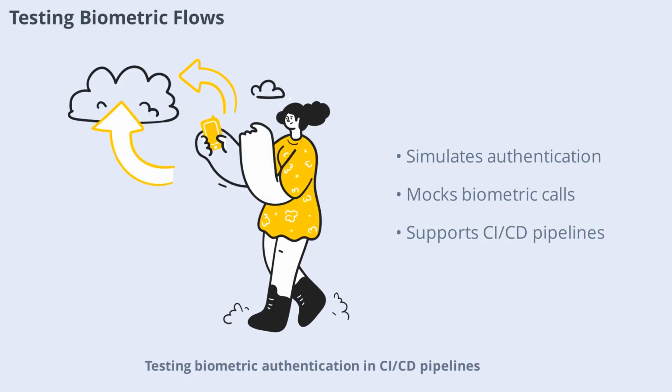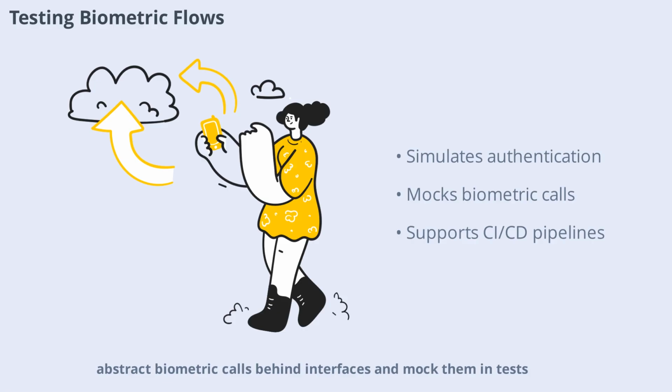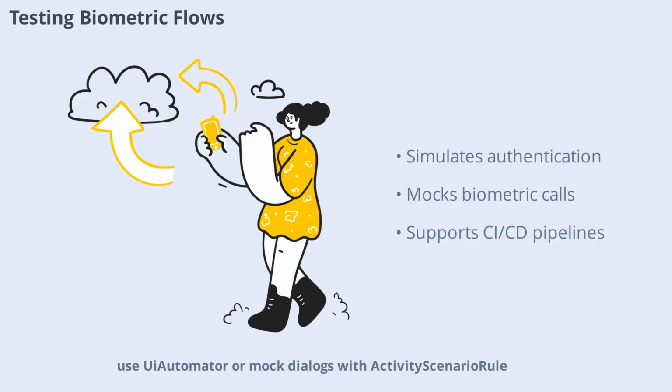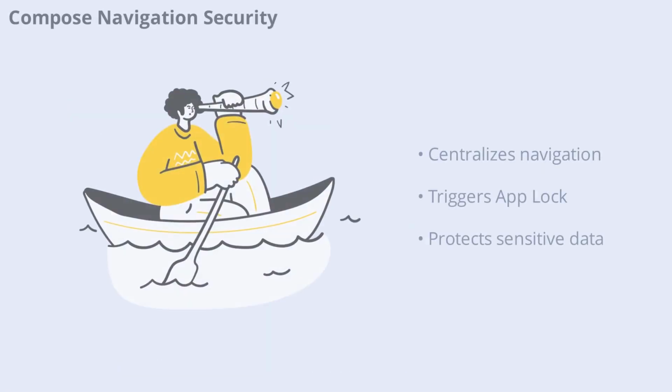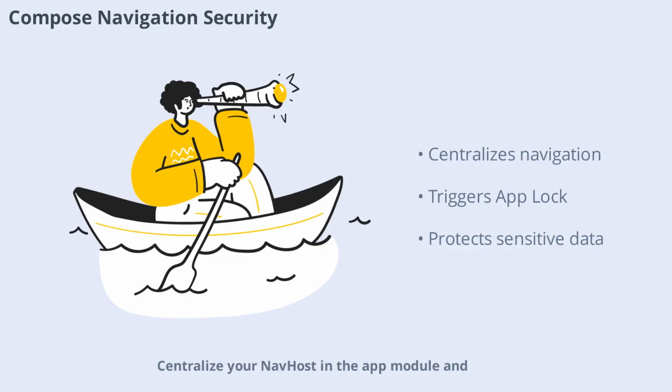Testing biometric authentication in CI/CD pipelines or unit tests requires simulation tools. Use BiometricPrompt test utils or test wrappers to simulate authentication outcomes. For view model logic, abstract biometric calls behind interfaces and mock them in tests. For instrumented tests, use UI Automator or mock dialogs with ActivityScenarioRule. Centralize your nav host in the app module and expose only root strings from the core navigation module.